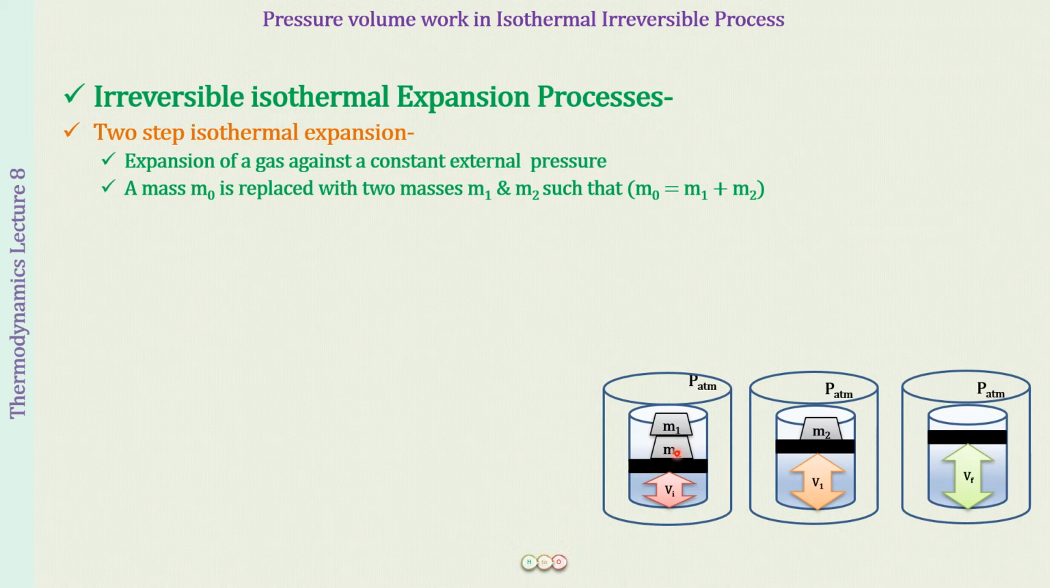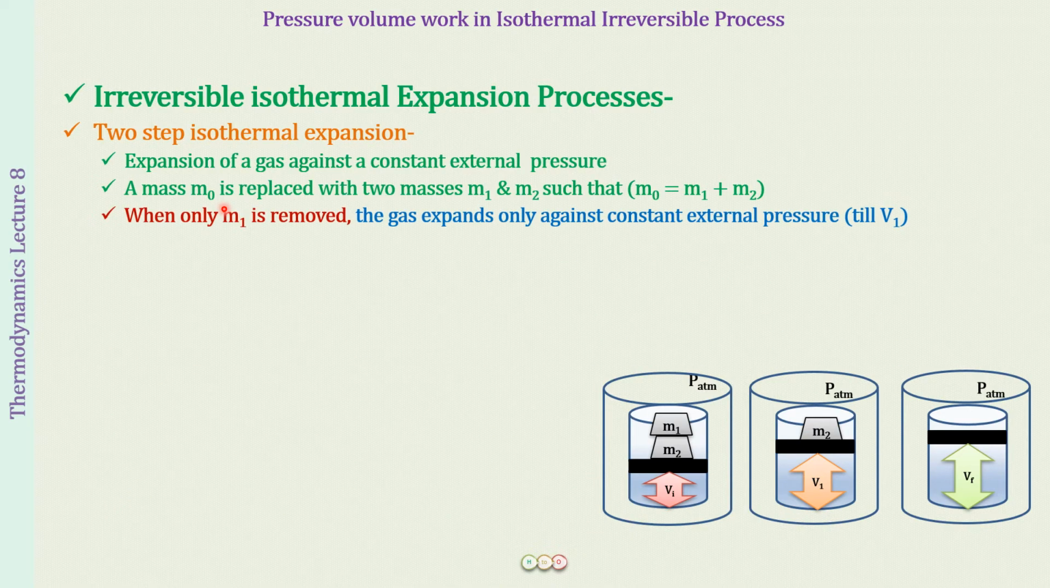So initially, if the volume was Vi, the removal of m1 mass we will be getting V1 volume, and then after we have removed m2 also we will be getting the final volume. So this was the initial one step process from Vi to Vf. We have put an additional step in the process, making it a two-step isothermal expansion. So then we will be removing only M1. The gas is going to expand only against the constant external pressure till V1.